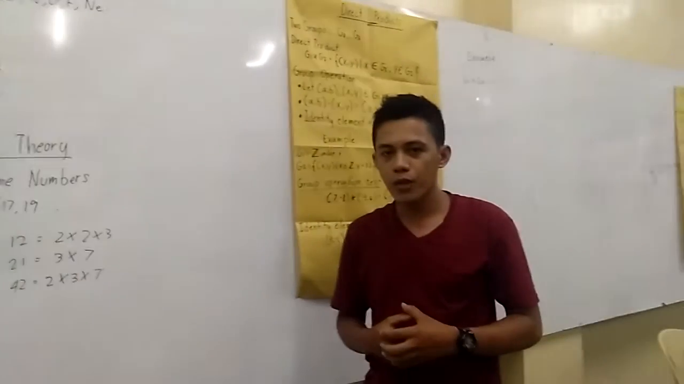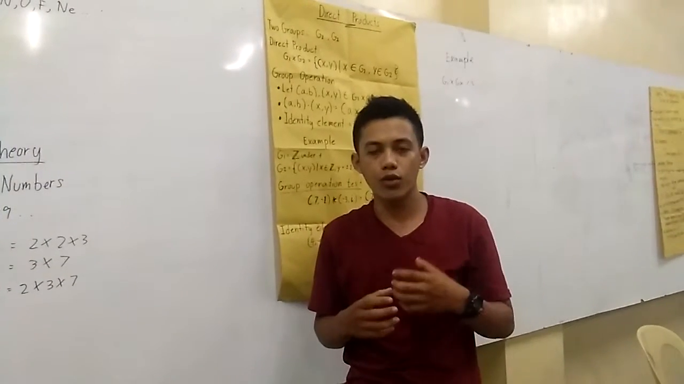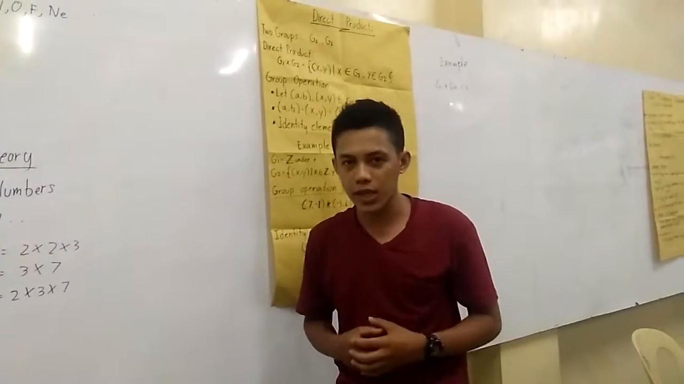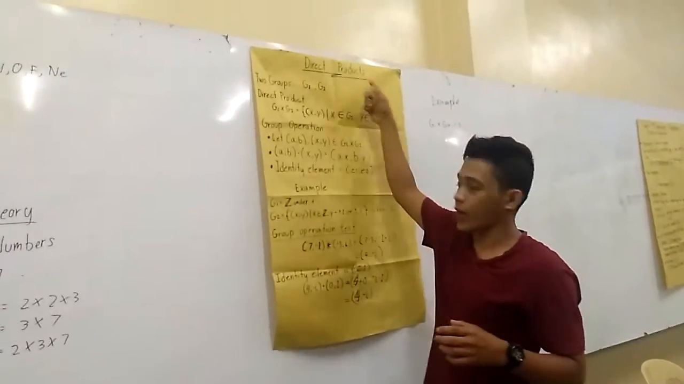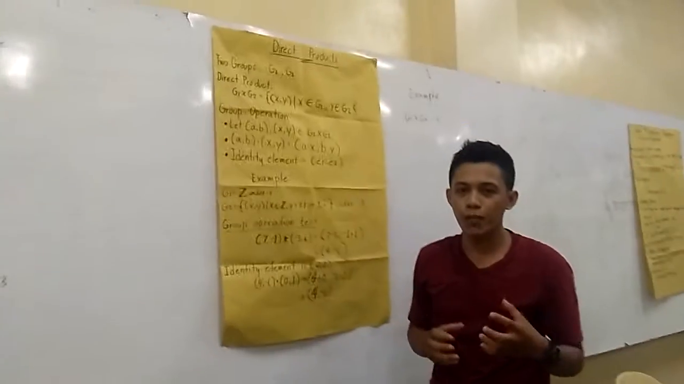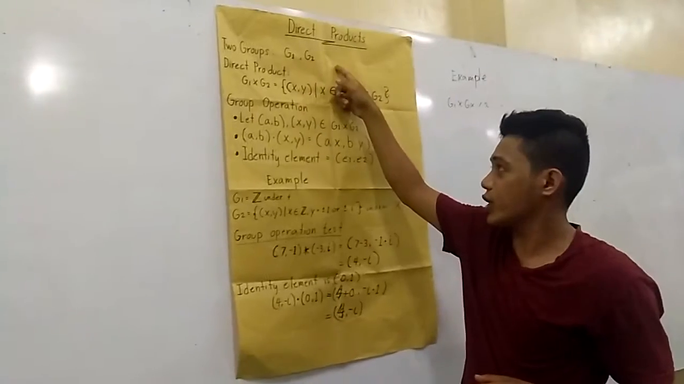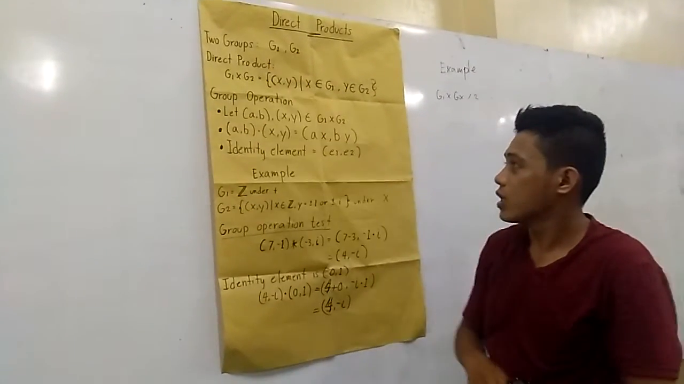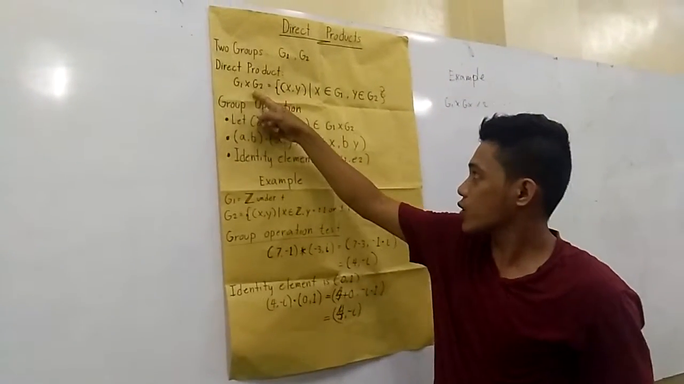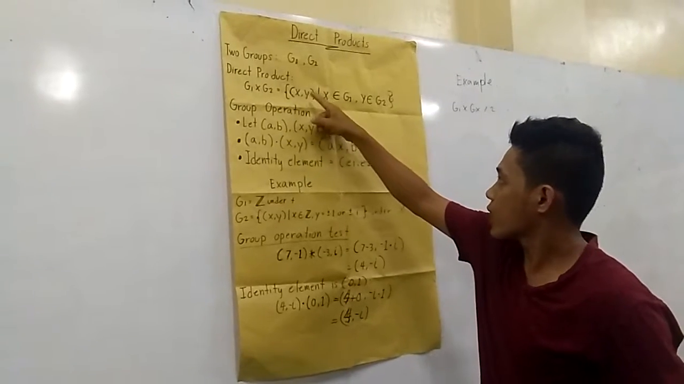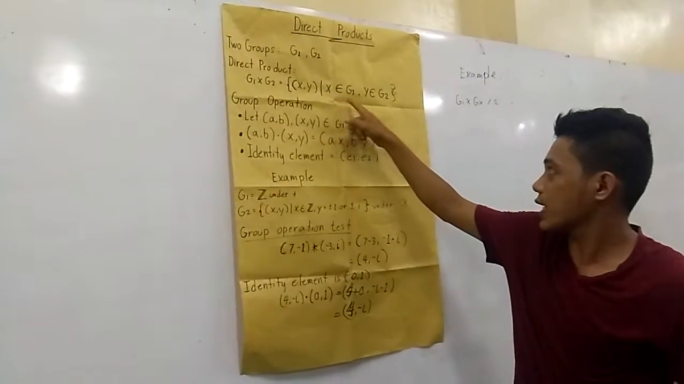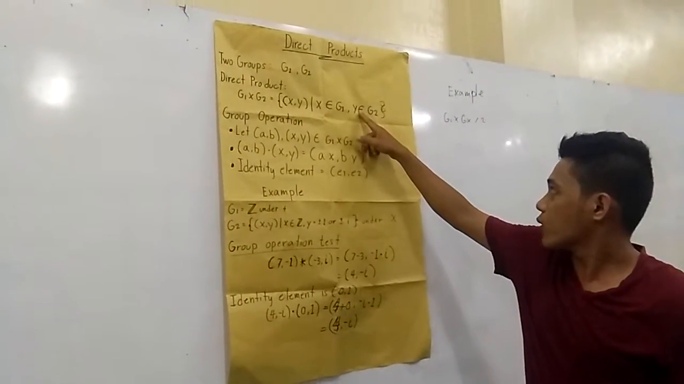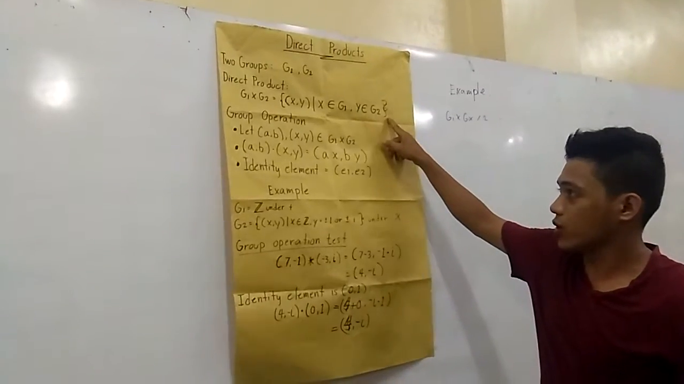Now in groups, there are many ways to combine simple groups to make them complex, and one of them is the direct product. Suppose we have two groups, G1 and G2. The direct product G1 cross G2 is equal to the pairs (x, y) such that x is an element of G1 and y is an element of G2.